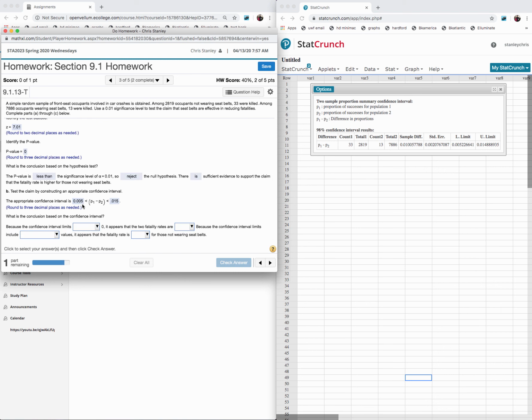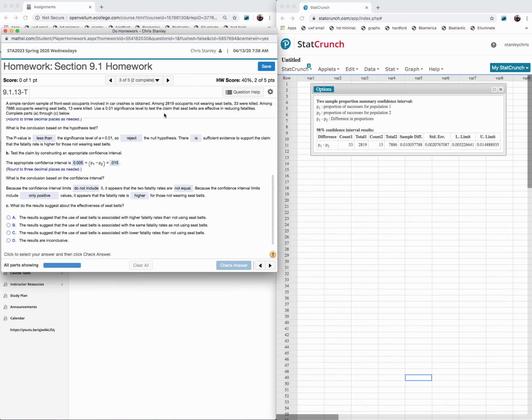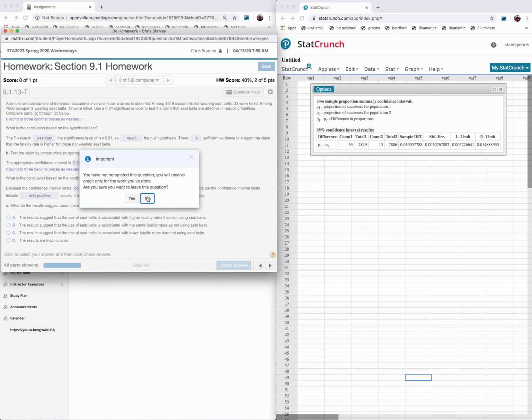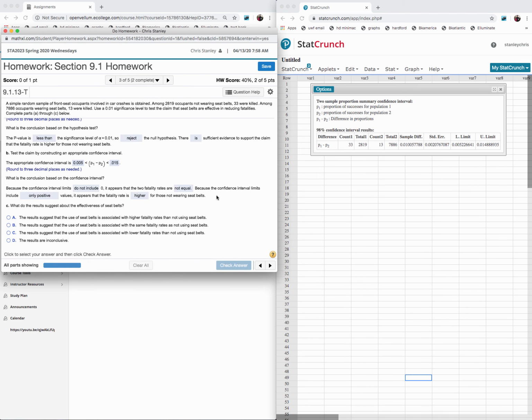Okay, now whenever you get a confidence interval for a 2-sided test, you're looking for 0. This one does not include 0. So if it doesn't include 0, we think that there's a difference. In this case, they're not equal. These are both positive. Okay, for those not wearing a seatbelt, we think it's higher. Okay, so I'm not going to do 4 and 5. It's going to be like the, sorry, I didn't think.